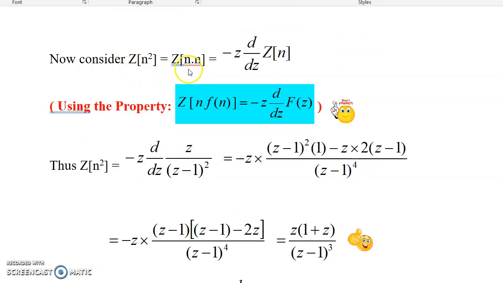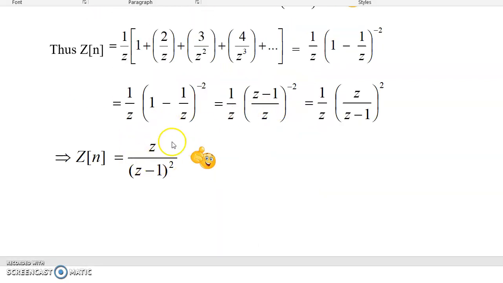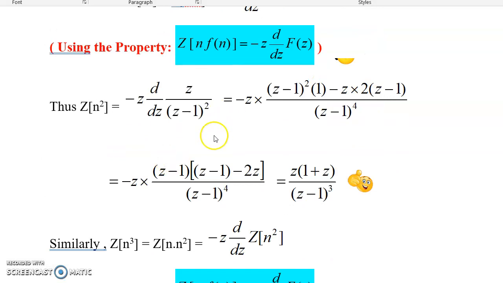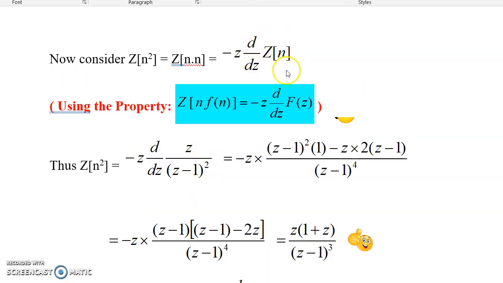So z of n squared can be written as n into n. So we are going to remove one n. So removing one n, you get by the property minus z d by dz of the f of z here. And this z of n, just now we have calculated as z by z minus 1 square. So let us substitute here. The z of n answer is z by z minus 1 the whole square.